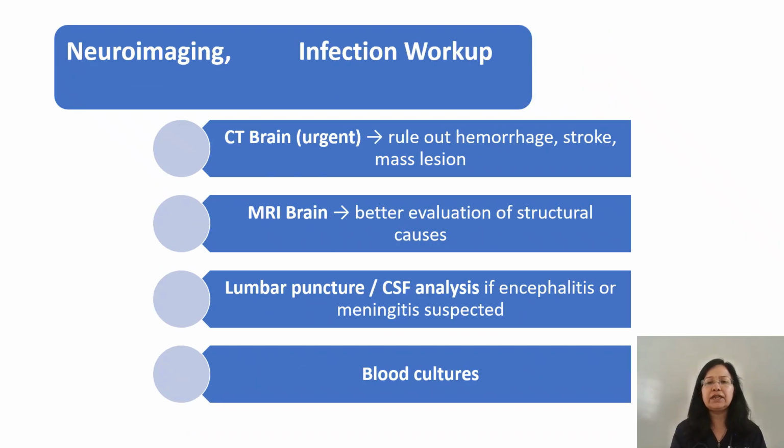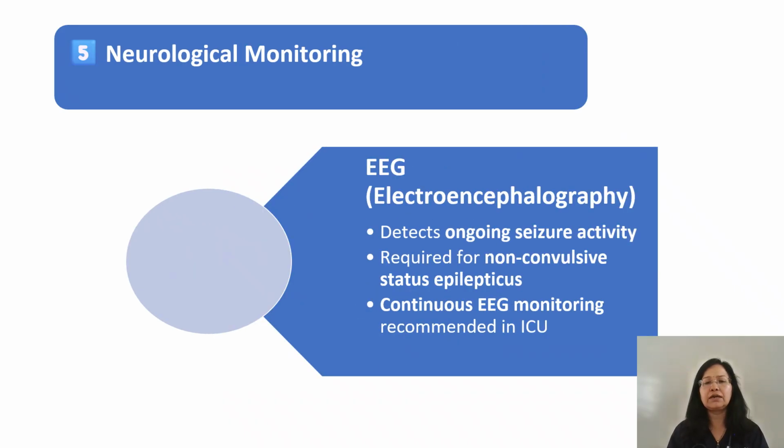Then we do the neuroimaging and infection workup. For neuroimaging, we have to do an urgent CT brain. If the CT brain shows hemorrhage, that could be the cause of the status; stroke or mass lesion we can rule out. Then, once we have settled the patient, we can go for an MRI of the brain. We can also do a lumbar puncture and CSF analysis, since meningitis and encephalitis could be the cause of status epilepticus. If you are suspecting sepsis, then you can send a blood culture.